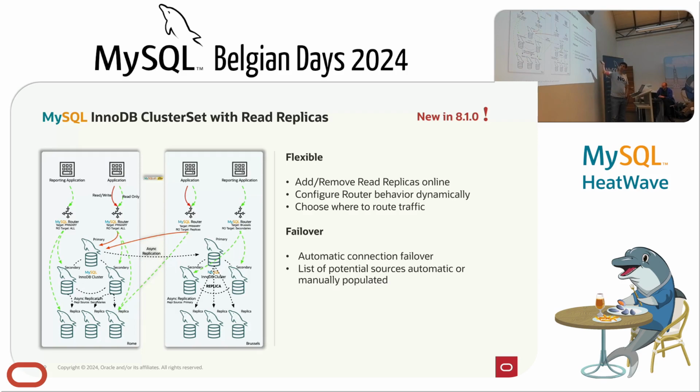So you can choose where to route traffic. The red arrows here are the read-write traffic, and the green ones are read-only traffic. You can choose whether you want the router to use only the replica cluster, follow the primary, use only read replicas for read-only traffic, and so on.